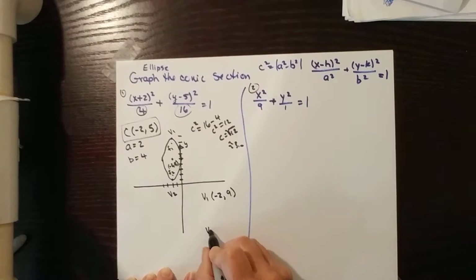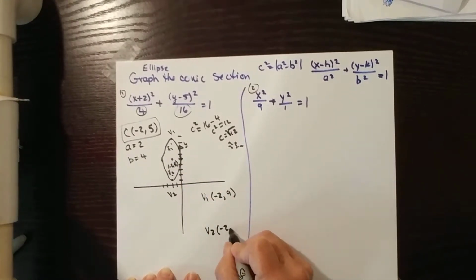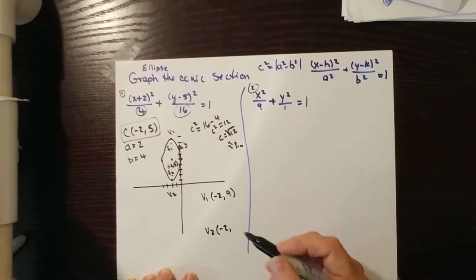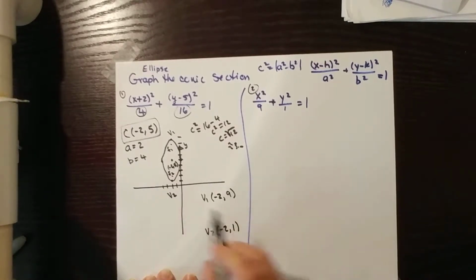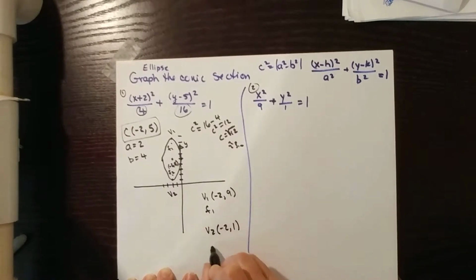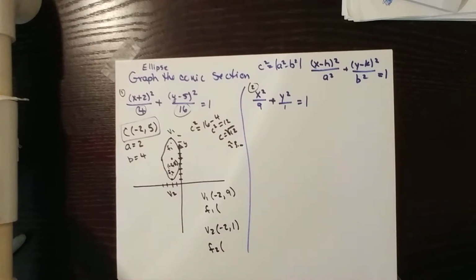Okay, let's do V2. From the center, negative 2, 5, I'm going to go down 4 units. 5 minus 4 is 1. That's how I get the coordinates for V2. F1 and F2 will also be in line with the vertices.